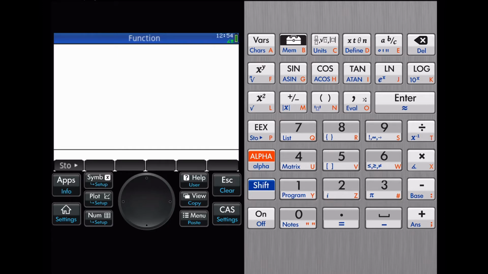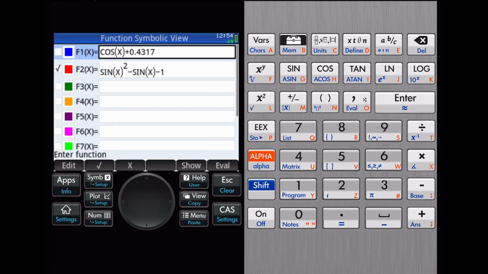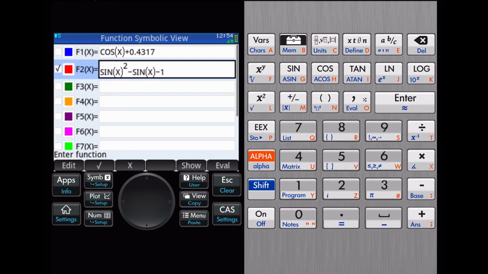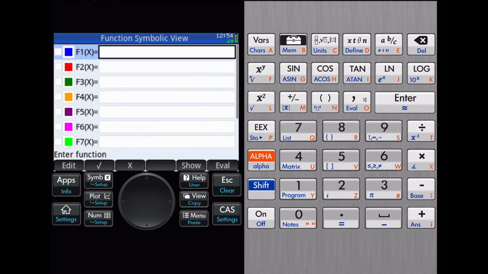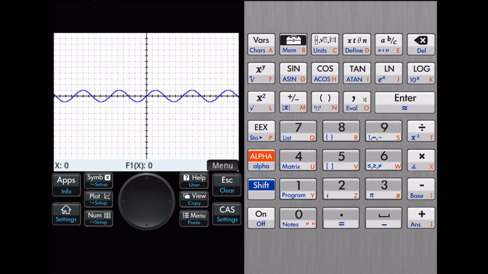The next thing we're going to do is go to apps, make sure you're in function, and notice how I already have some functions in here. If you have that, just clear them. That's perfectly fine. Just shift clear. And I'm going to type the first function in, sine x. And if you take a look, you should have something like this.